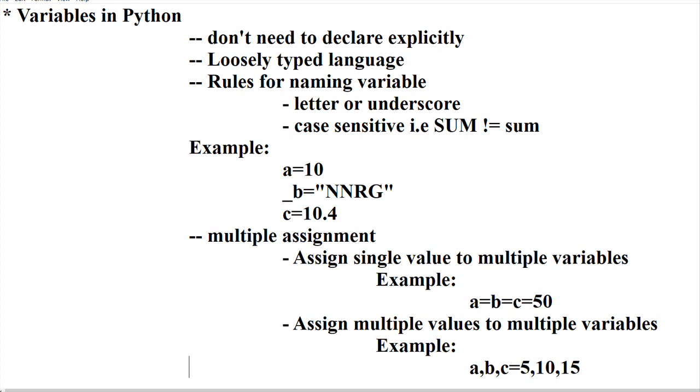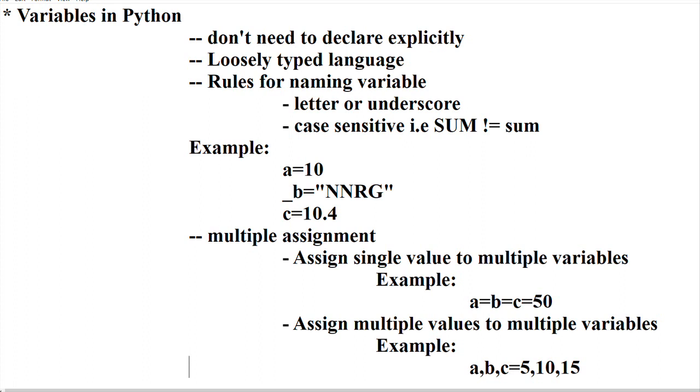Python allows us to assign a value to multiple variables and multiple values to multiple variables in a single statement, which is also known as multiple assignment. In multiple assignment, there are two ways: assign a single value to multiple variables and assign multiple values to multiple variables.